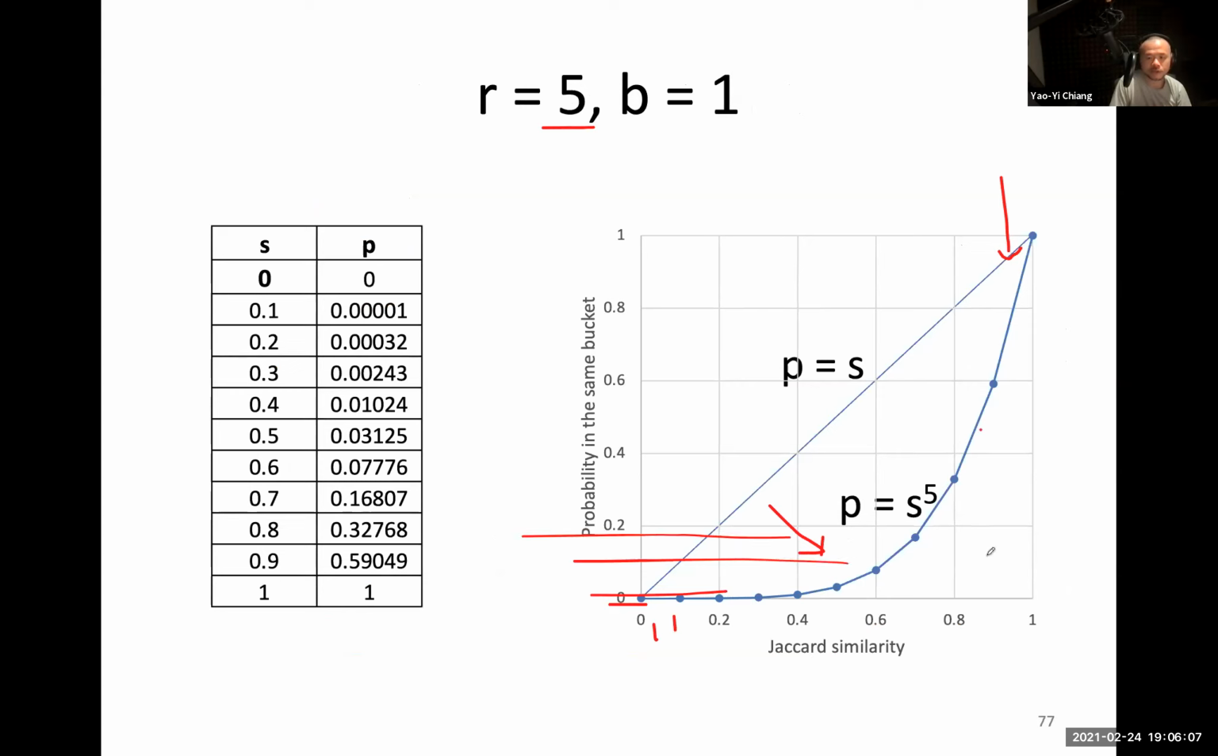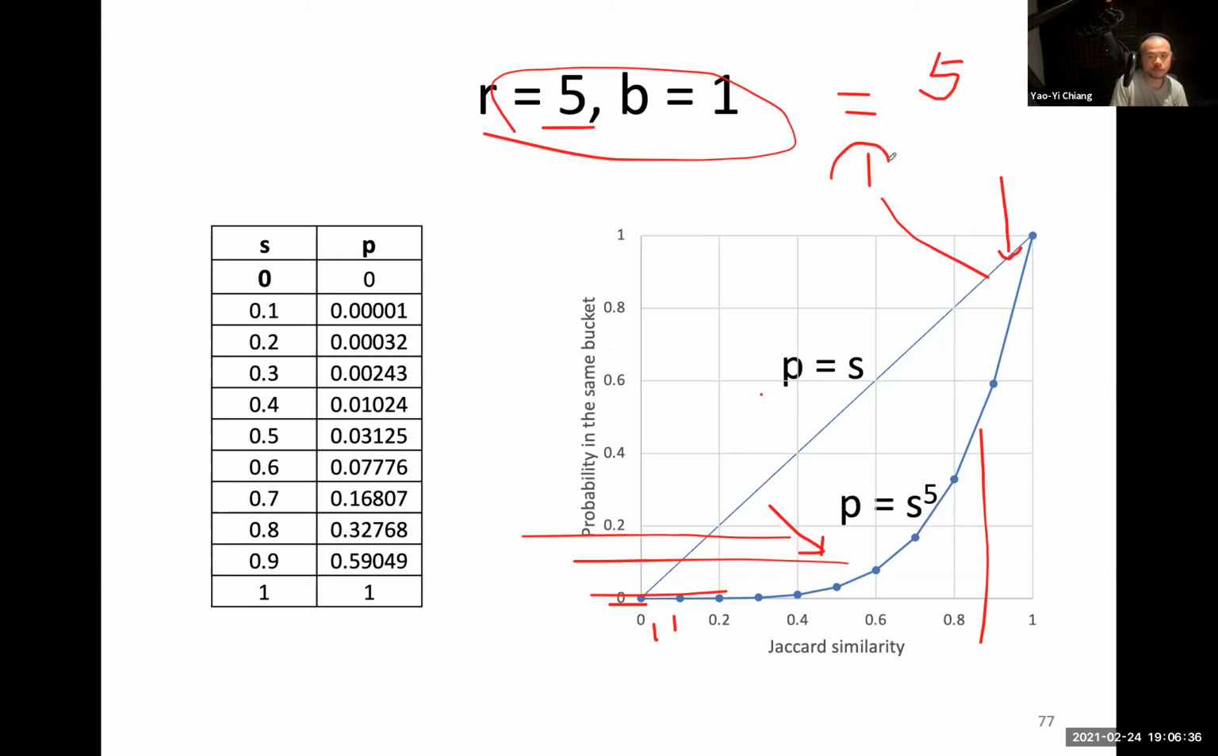Not until you get to somewhere here, you start to have larger probability of becoming a candidate. But just an important note here is that we know these two lines are not comparable because R equal to 5, B equal to 1 means you have how many signatures? 5. And this line means you have how many signatures? 1. Okay, so it's not really comparable because we're talking about different signature sizes.